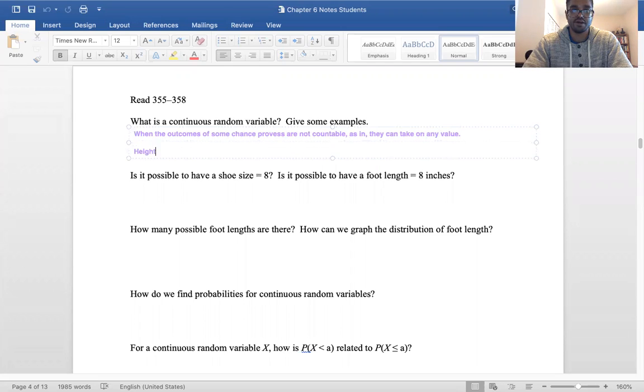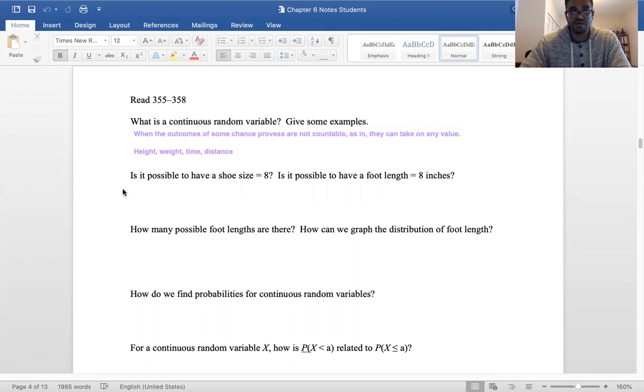So some examples: height, weight, time, distance, right? All those are kind of random variables that can take on any value, right? Let's say you're looking at the distance that you run in 2 hours. That's a chance process, right? It's going to change every time, and so that is some random outcome.